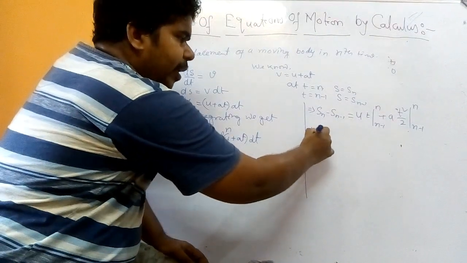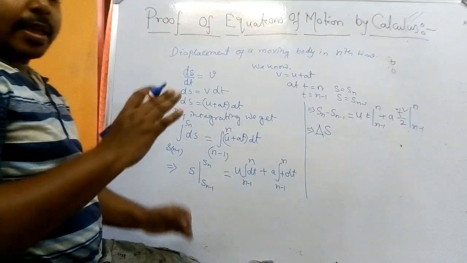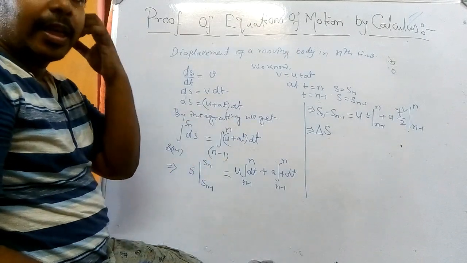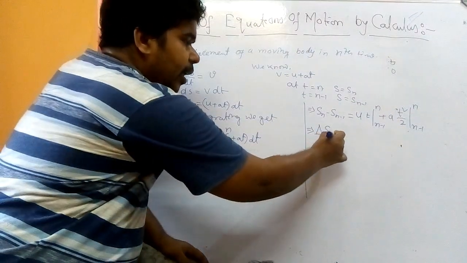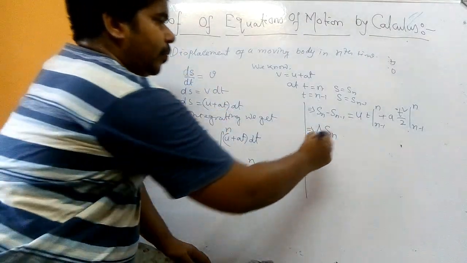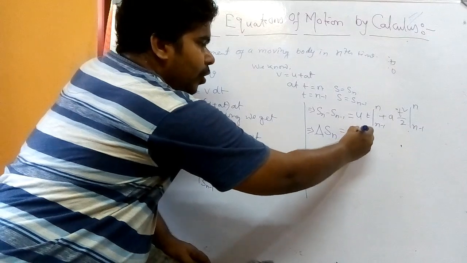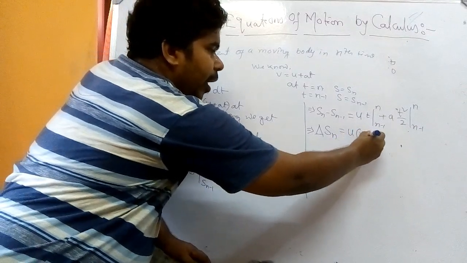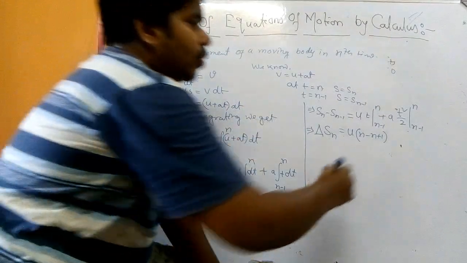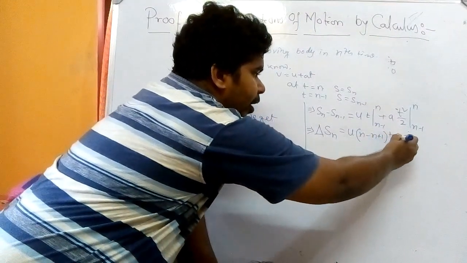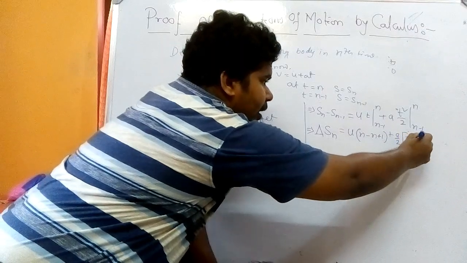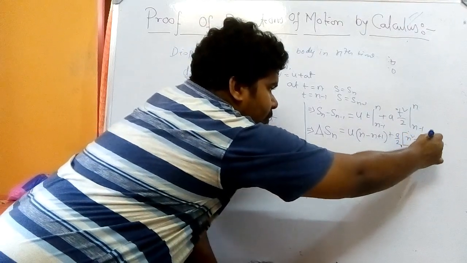can represent by delta S. Sn minus Sn minus 1, that can be represented by delta S, or we can represent delta Sn, that is displacement in nth time. So put the value u upper limit minus lower limit. Here also, if I have taken a by 2, so upper limit is n square minus n minus 1 whole square.